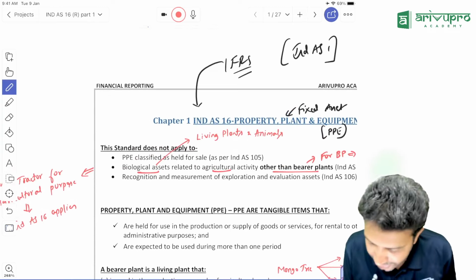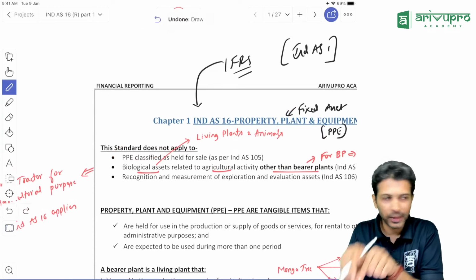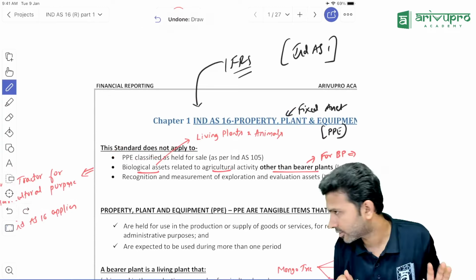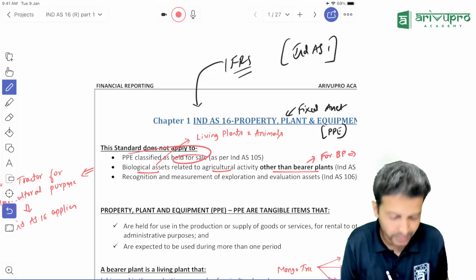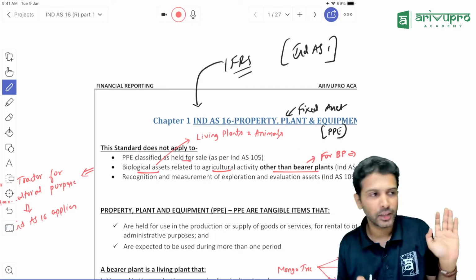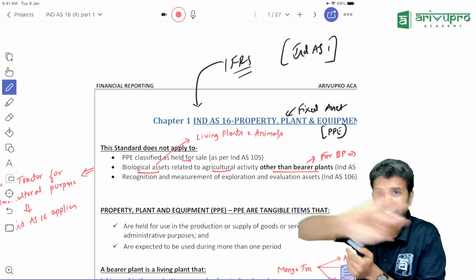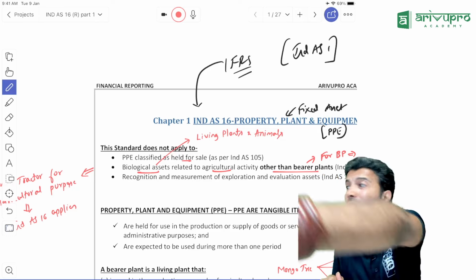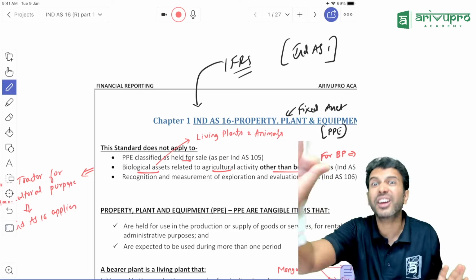Awesome. Okay. Ind AS 16 will not apply to a few components. This particular standard will not apply to property, plant and equipment held for sale. What is that? Ind AS 16 is not applicable for those PPEs held for sale. Held for sale means I have not yet sold.